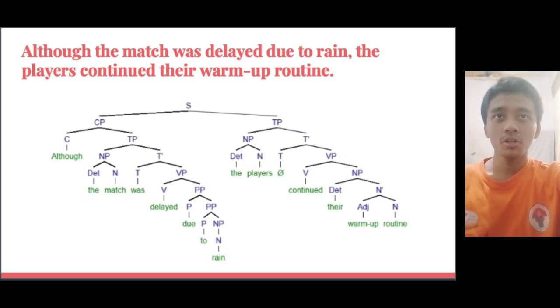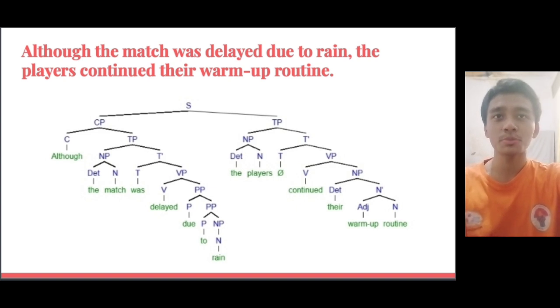Sentence 2. Although the match was delayed due to the rain, the players continued their warm-up routine. S, the root of the entire sentence. Complementizer phrase, although the match was delayed due to the rain, is an adverbial clause modifying the main clause. Complementizer, although, introduces the subordinate clause. Tense phrase, the match was delayed due to the rain, contains the subject and verb of the subordinate clause.